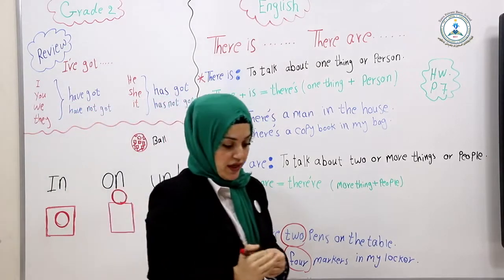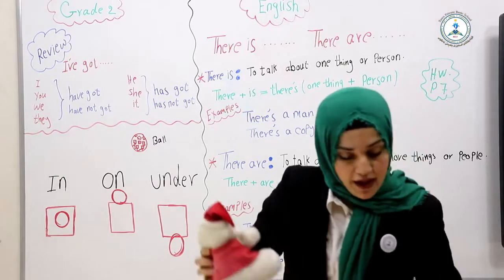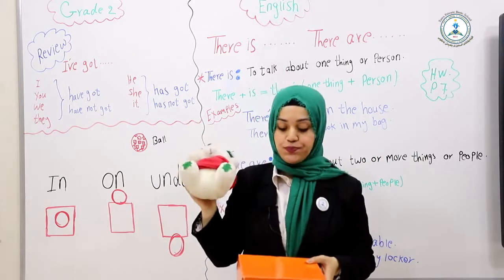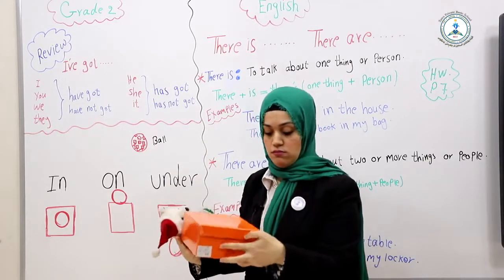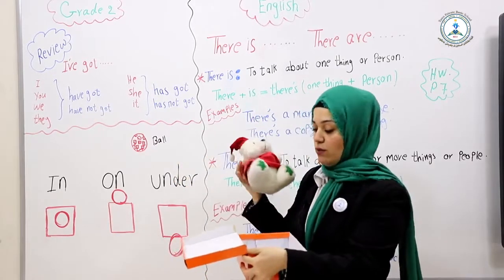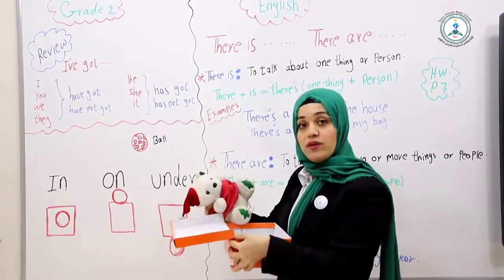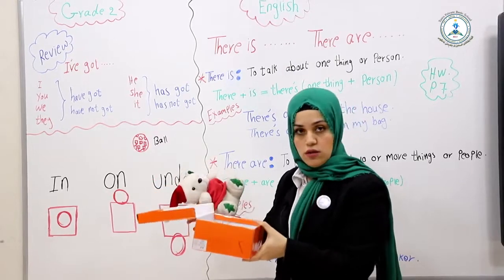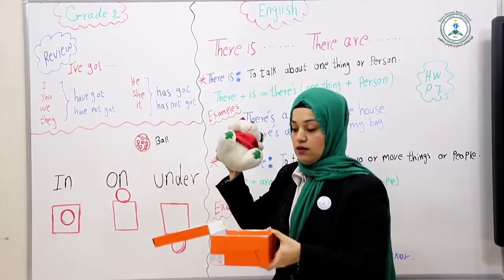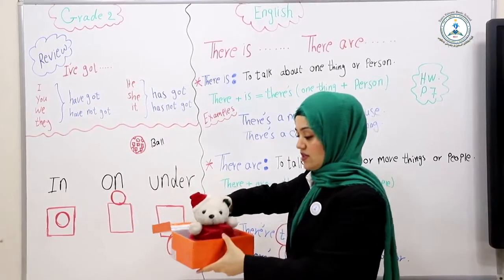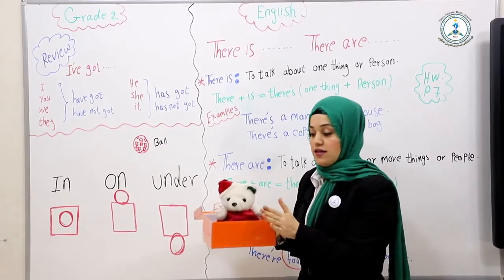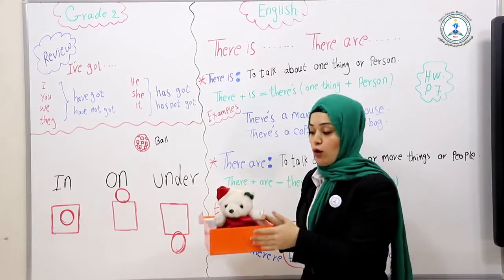Let me show you an example. I have this teddy bear. And also I have this box. We want to place this teddy bear in this box. If we put it in the box, we do like this. Now, the teddy bear is in the box.